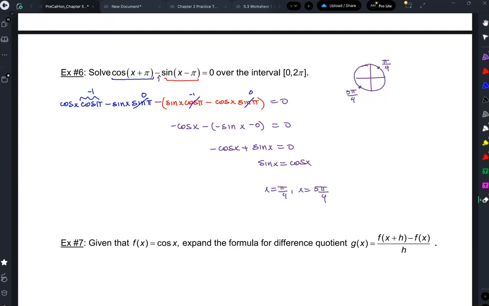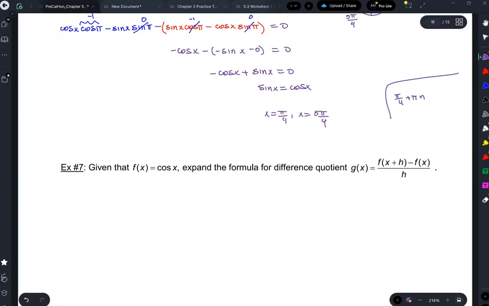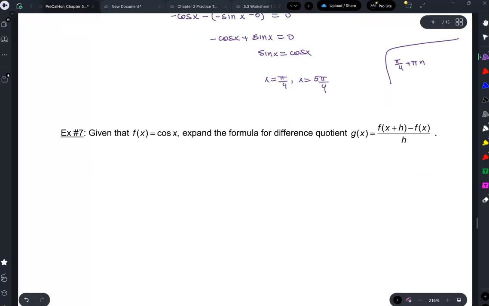Okay? All right. And if this was not from 0 to 2 pi, if this was over all of the real numbers, what would it be? Pi over 4 plus pi n. Okay? Because they're 180 degrees apart. All right. Let me finish this next one, and then if I have time, we'll take a question.